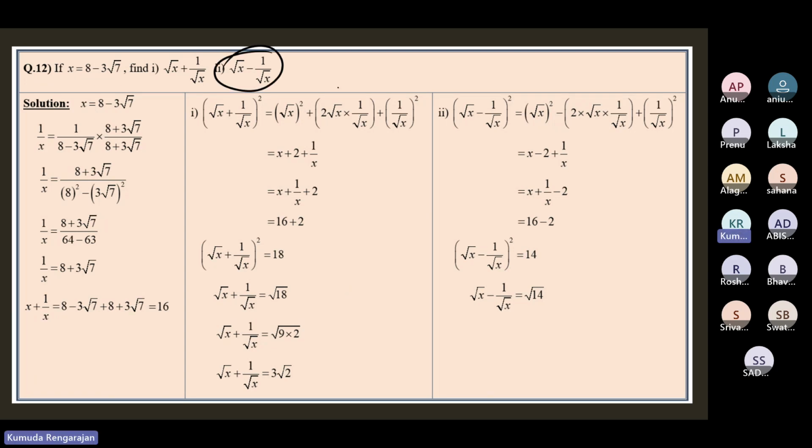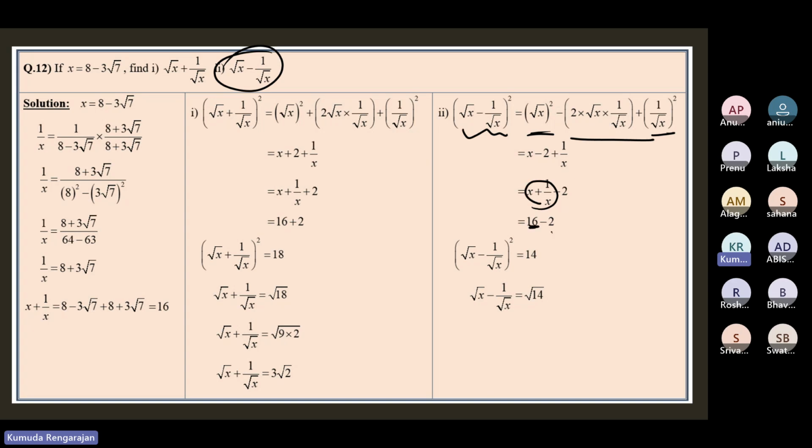Again, to find this, we'll have to square this one. A square minus 2ab plus b square. Then you'll get x plus 1 by x, take the value minus 2, 14, square root of 14.